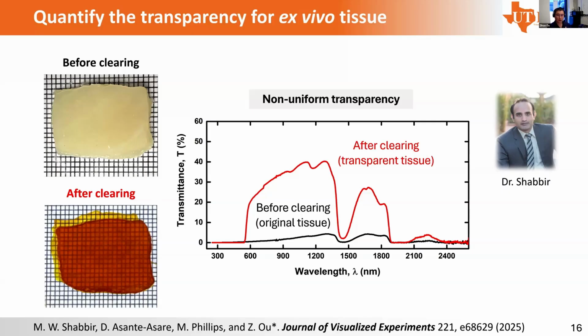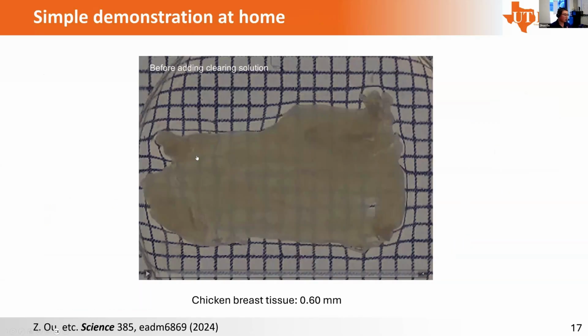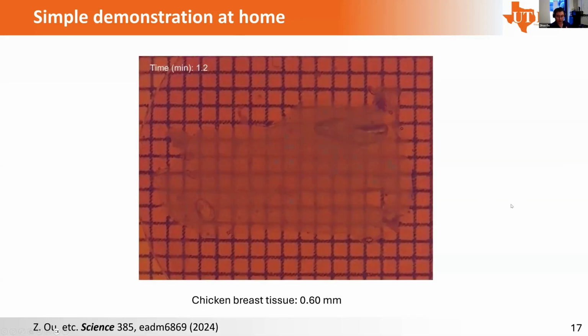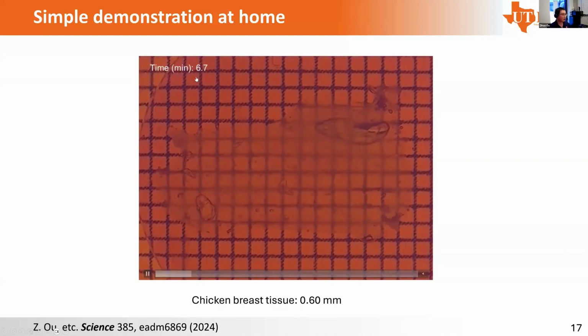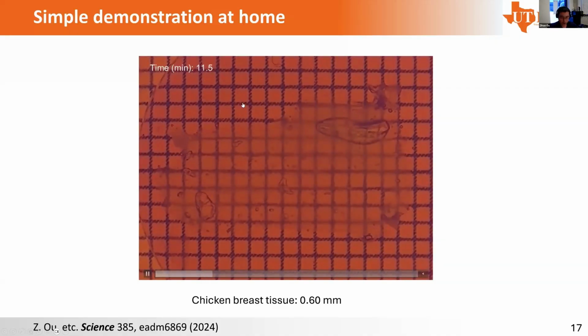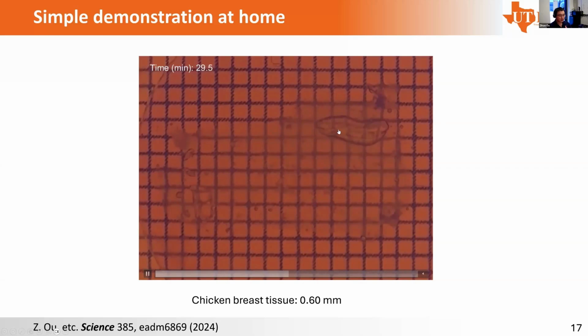These experiments are super easy. Here's a video I'd like to show. This is a tissue, and once I click start, we pour the solution inside. As you can see, in about 10 minutes, the tissue is gone. It becomes very hard to tell where the tissue is anymore.